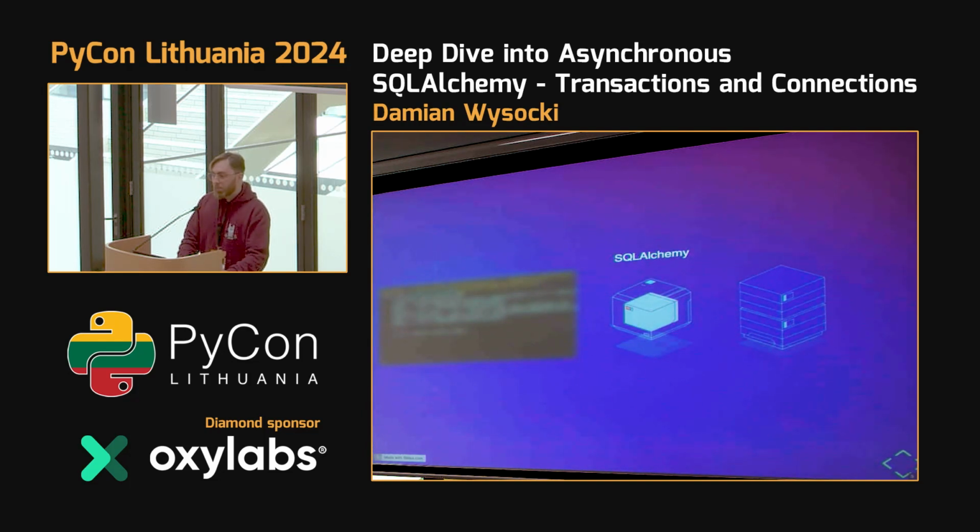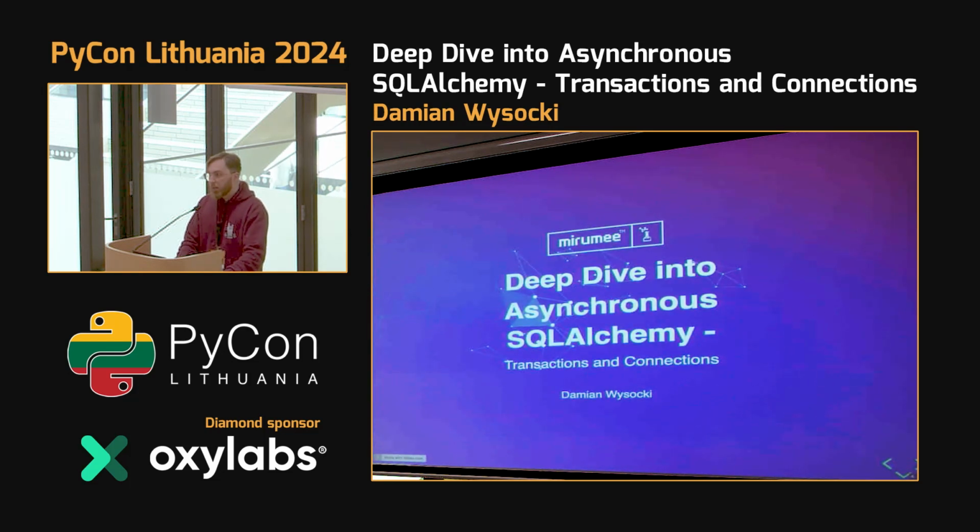By making a few changes and knowing a little bit about SQLAlchemy, we can improve SQLAlchemy to handle 170 requests per second. Sound interesting? So let's deep dive into asynchronous SQLAlchemy, transactions, and connections.